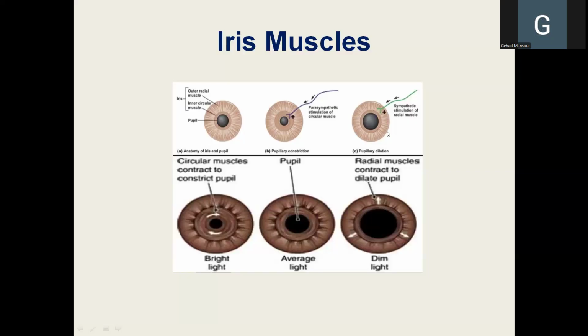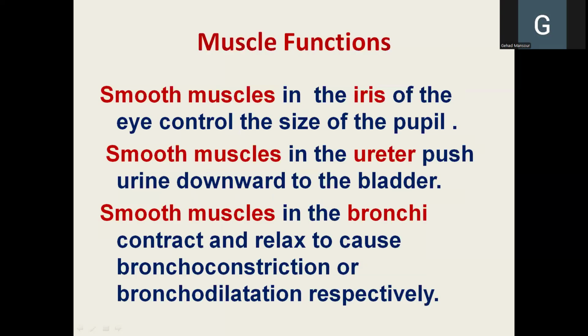But notice here that the difference between the iris and the arterioles is that in both cases of the iris, the muscles contract. When the dilator contracts, it dilates the pupil. When the circular contracts, it constricts the pupil. And this is how light intensity is regulated. I'll not ask you about the sympathetic and parasympathetic innervation to the iris.